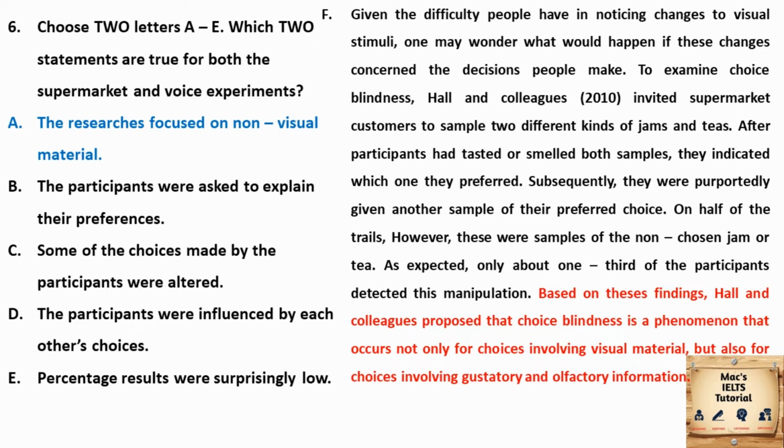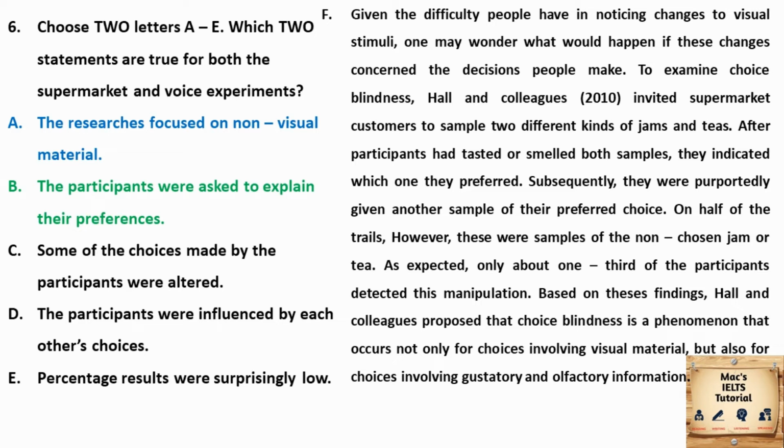Moving on to the second feature, option B. The participants were asked to explain their preferences. When you go through the para, you will not be able to find any information supporting feature B. So, we shall move on to the next feature.